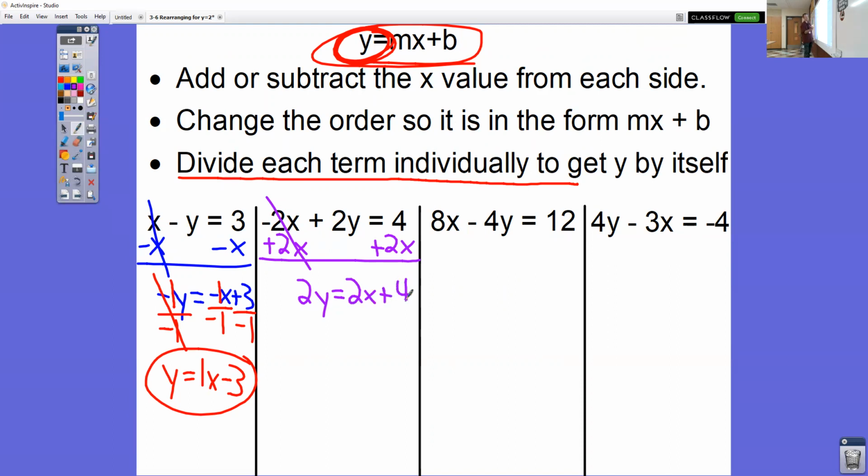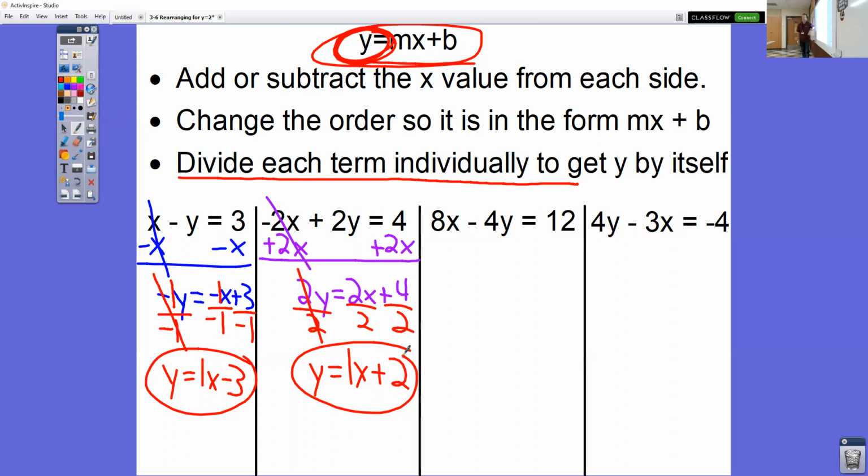Now we have a 2 in front of that y. We want to divide by 2, divide by 2, divide by 2. You have to divide each and every term by 2. Those 2's cancel out, so y equals 2 divided by 2 is 1x. 4 divided by 2 is 2. So we end up with y equals 1x plus 2.